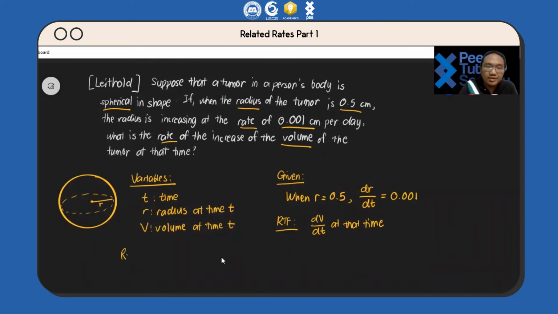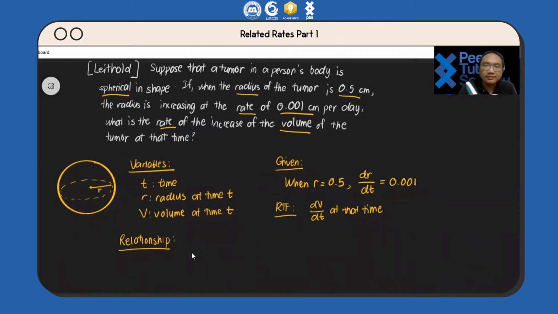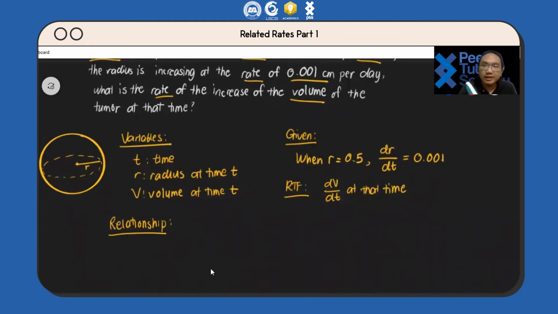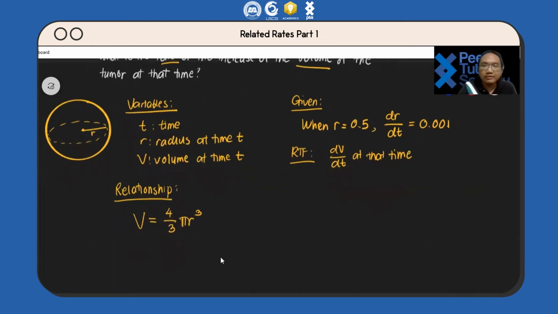Let's call it the relationship. So the relationship here is an equation or perhaps a mathematical model. We want to relate r and V, volume and radius. We're looking at a sphere over here, so the volume is 4/3 pi r cubed. So we found a way to relate r and V. Now let's find a way to relate the rates, the dr/dt and the dV/dt. How do we do that? That's correct, by taking the derivative.